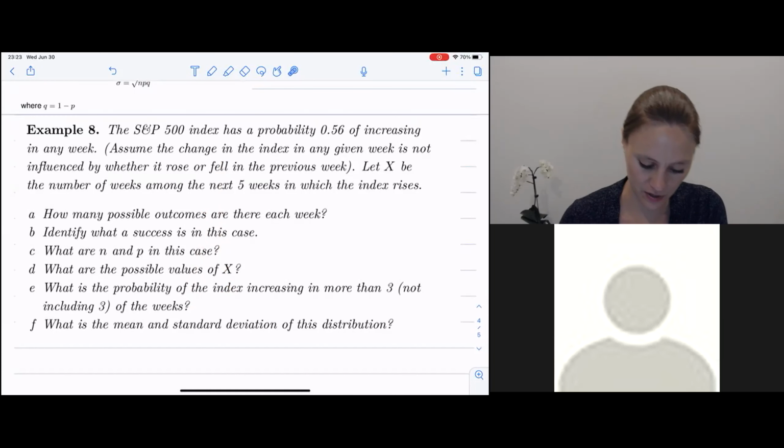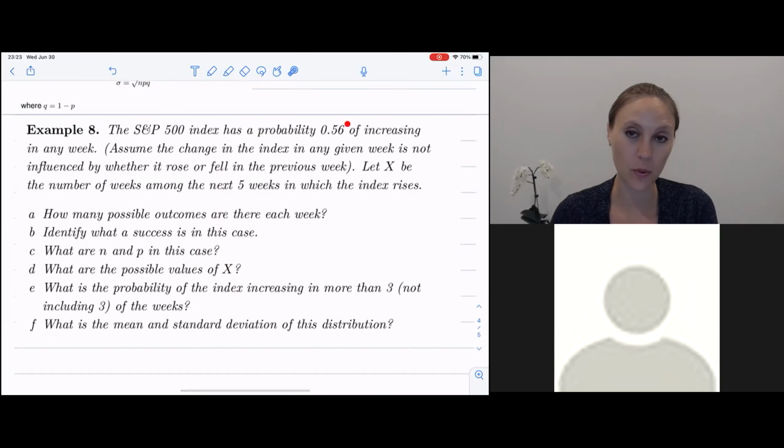Okay, so the S&P 500 index has a probability 0.56 of increasing in any week. Assume the change in the index in any given week is not influenced by whether it rose or fell in the previous week. That is a little bit of a stretch, right? But it says to assume it, so okay, great. Let X be the number of weeks among the next 5 weeks in which the index rises, right?